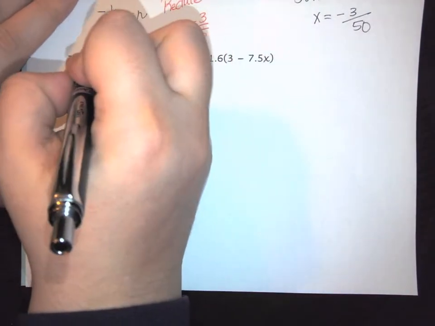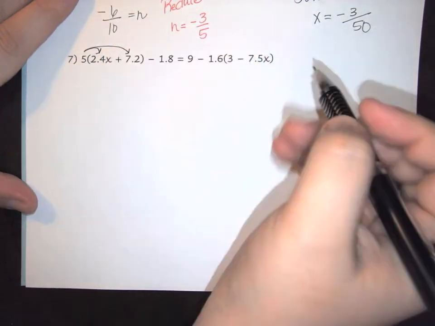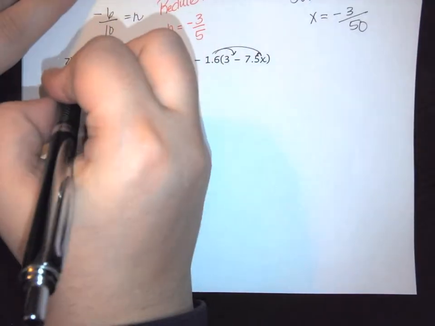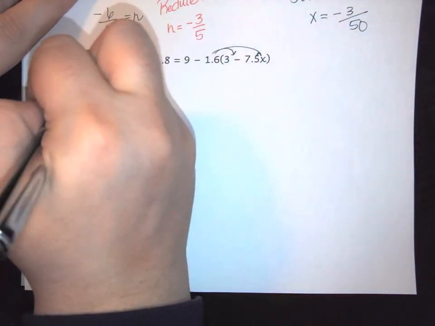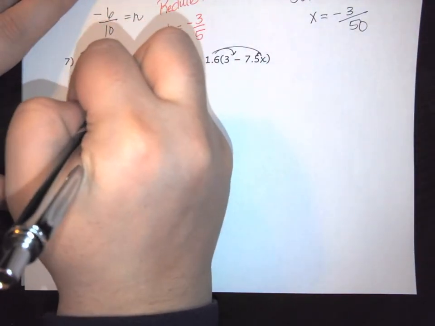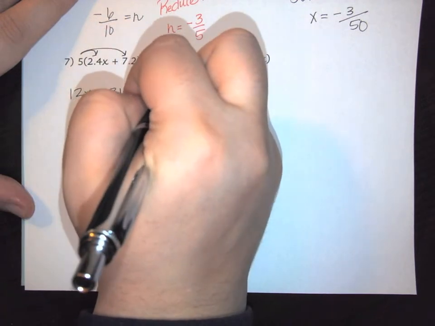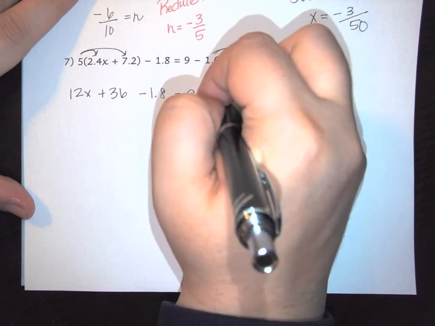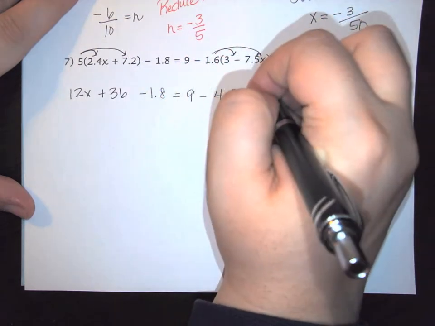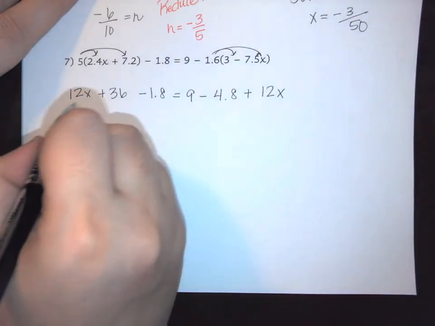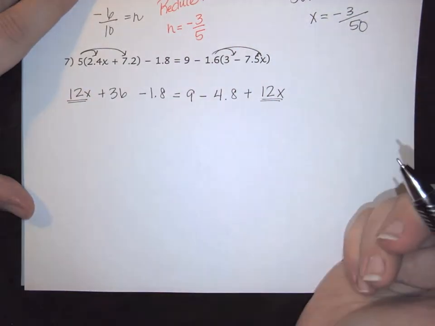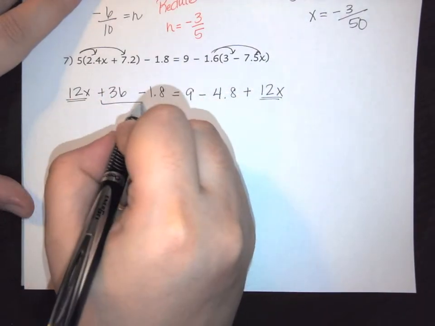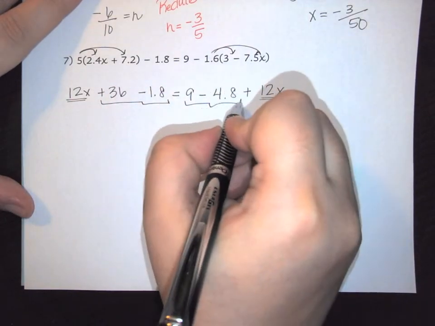Alright, last, let's do one more example with decimals. The rule is still the same. You're still going to distribute through the parentheses on both sides of the equation. So here you're going to end up with 12x plus 36 minus 1.8 is equal to 9 minus 4.8 plus a 12x. Here I've got a 12x on both sides, so they essentially go away. And I have to combine my terms.